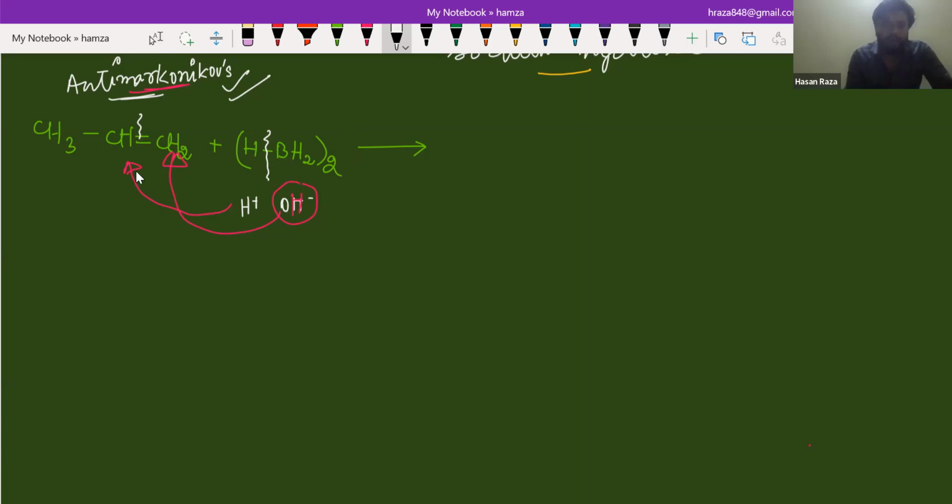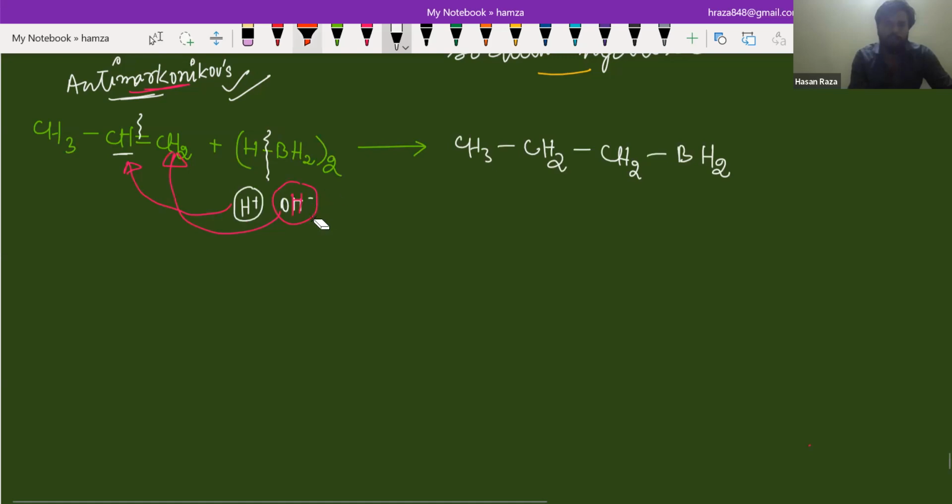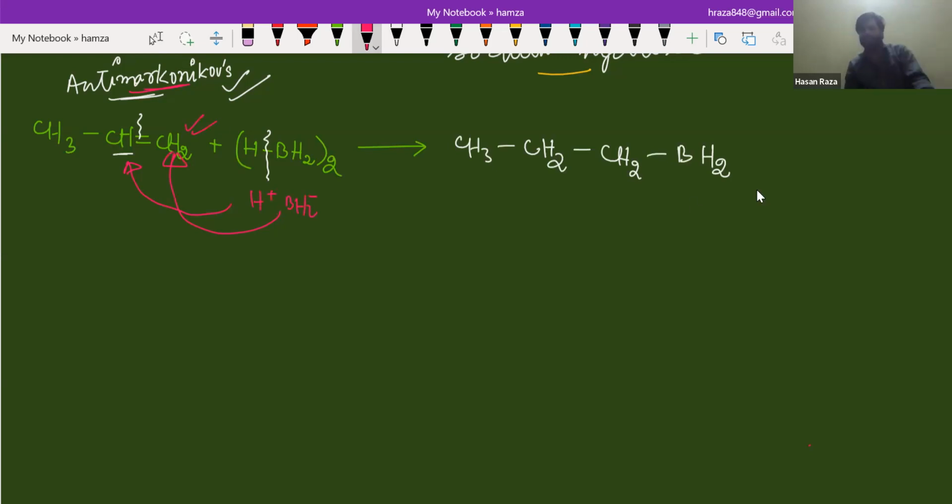So you can see that this bond will be broken, CH3, and you can see CH it is. So positive H will go to this carbon, now it will be CH2, and again this will be CH2, and then this will be BH2, because this negative part is BH2 minus. I wrote H plus, it's wrong. Basically this is H plus and this is BH2 minus. So this BH2 will go to this carbon. Is this clear to everyone? Yes, sir. Please let me know, because this reaction will proceed in three steps. Sneha and Alia, please do respond.